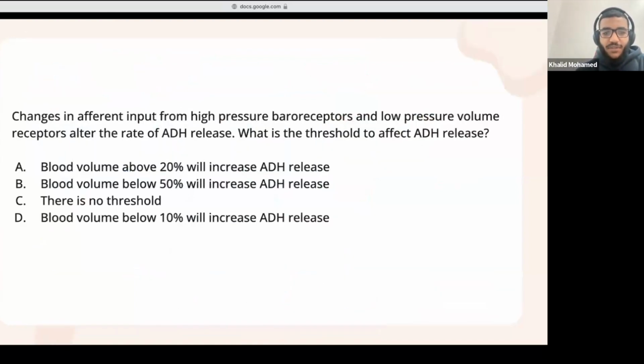Changes in the afferent. Oh, this is yours as well. Sorry, I think it's mine. So changes in afferent input from the high pressure baroreceptors and low pressure volume receptors alter the rate of ADH release. What is the threshold to affect ADH release?